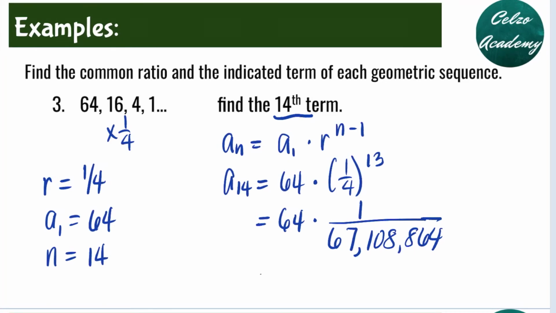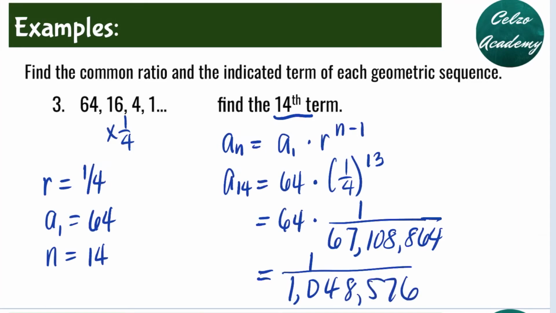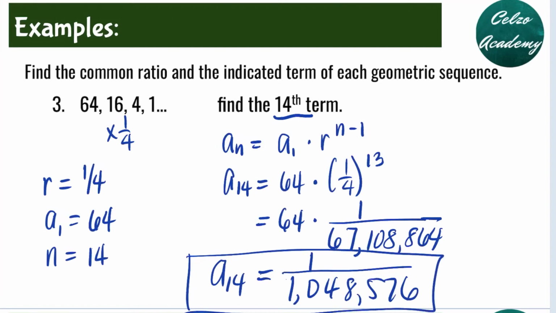Simplifying this further, we have 64 over the denominator. In simplest fraction, we have 1 over 1,048,576. That is the 14th term of this geometric sequence.